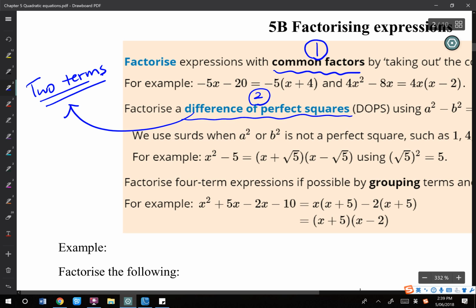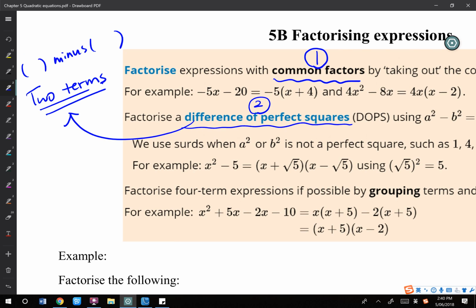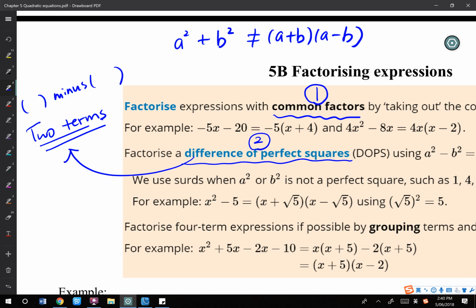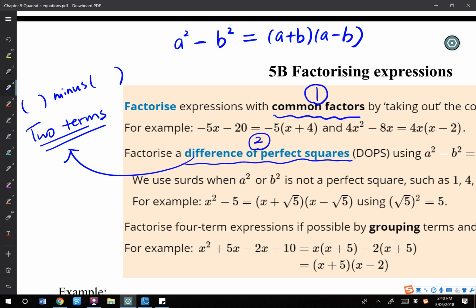Next is something minus something. Okay, you can't have something plus something. If it's something plus something, that's not difference of perfect square. Okay, everyone, something I see a lot of students get wrong is a squared plus b squared. That is not equal to a plus b times a minus b. That doesn't work. So we can only work with minus. That's the only formula we have for difference of perfect square. It is called the difference of perfect square. We don't have plus.